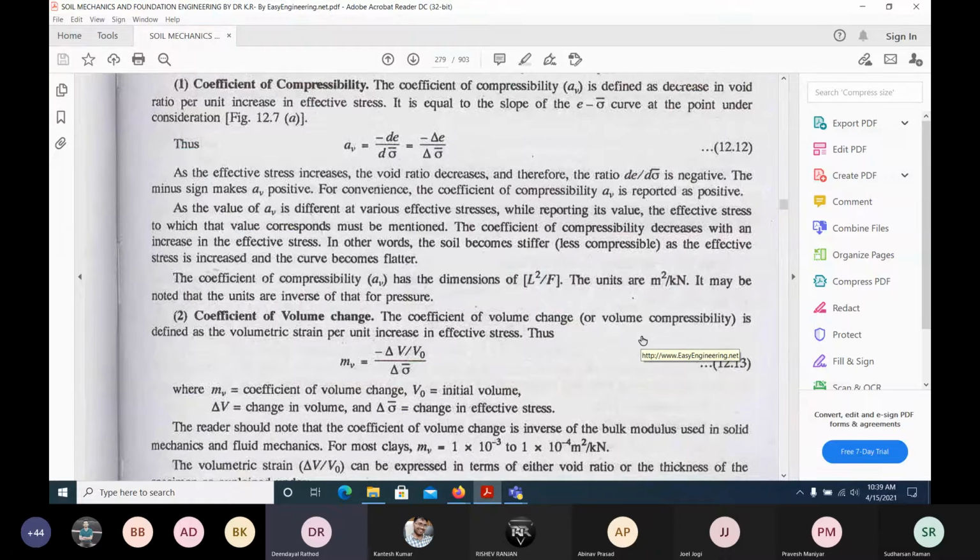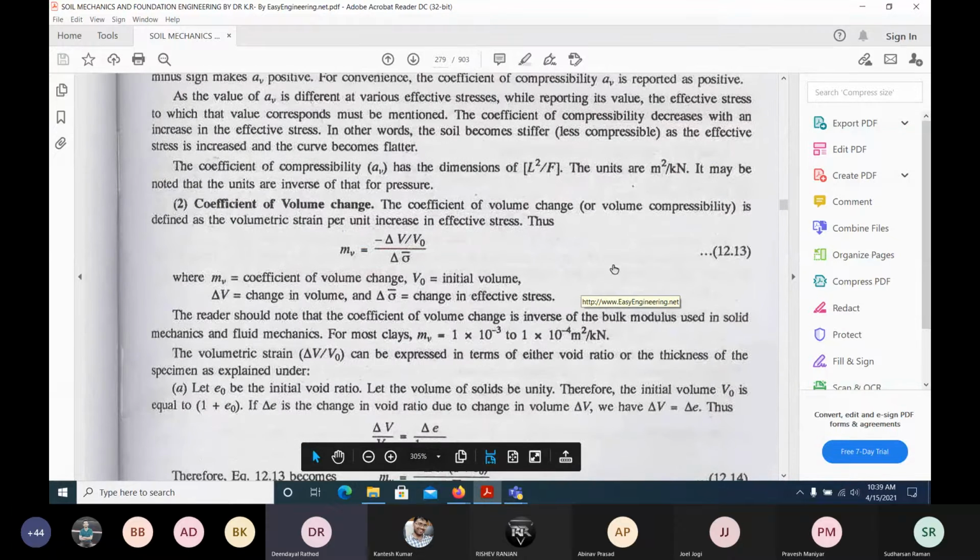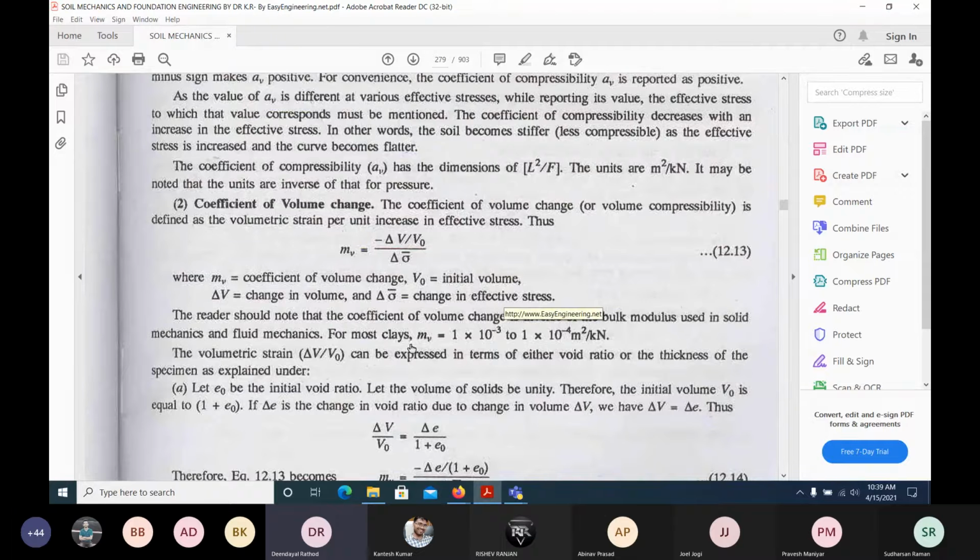Understand? It is represented with m_v, coefficient of volume change. V naught is the initial volume, delta V is the change in the volume, delta sigma bar is the change in effective stress. Wherever delta is there, it is the change. Again, generally the values given for m_v are 10 to the power minus 3 to 10 to the power minus 4 meter square per kilonewton.